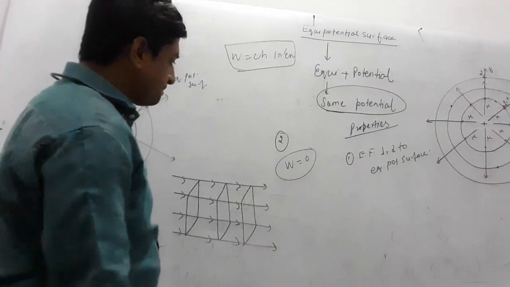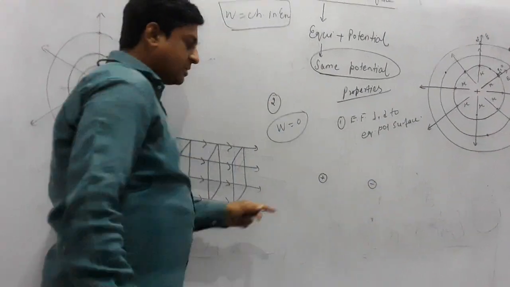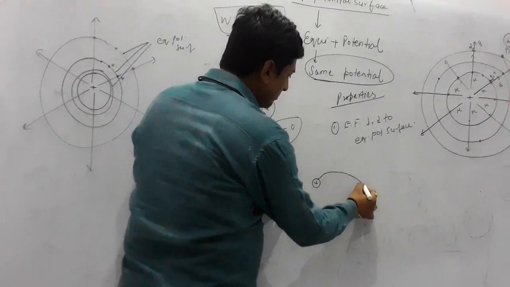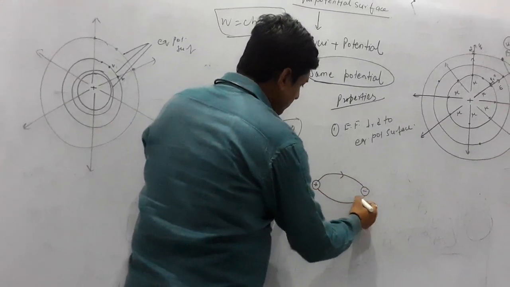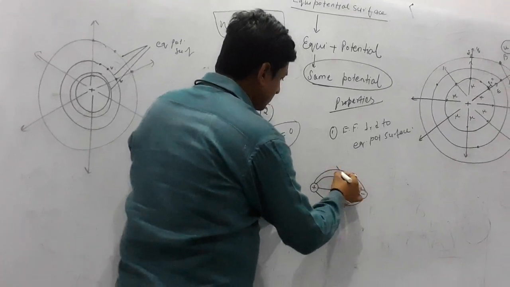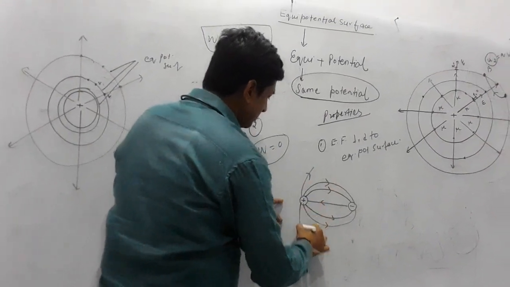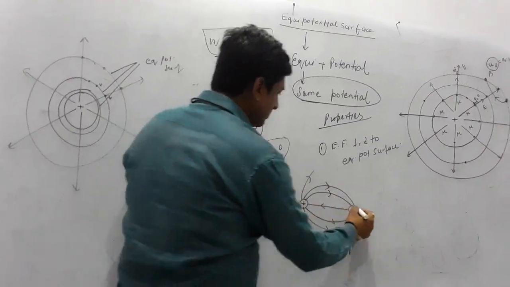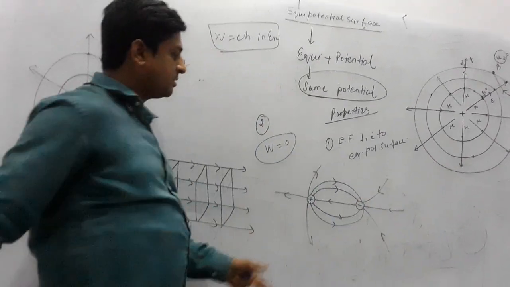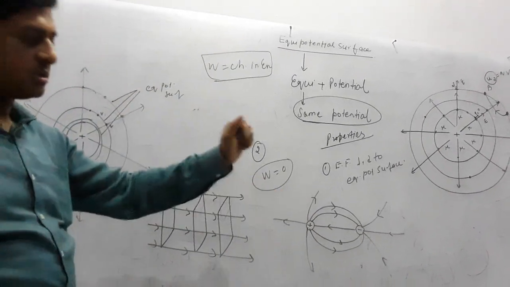If there is a dipole, here is a positive charge, here is a negative charge, same magnitude, opposite nature. Draw the electric field line pattern, plus to minus, plus to minus. This is the electric field line pattern for a dipole. Now the question is, what is the shape of the equipotential surface here?